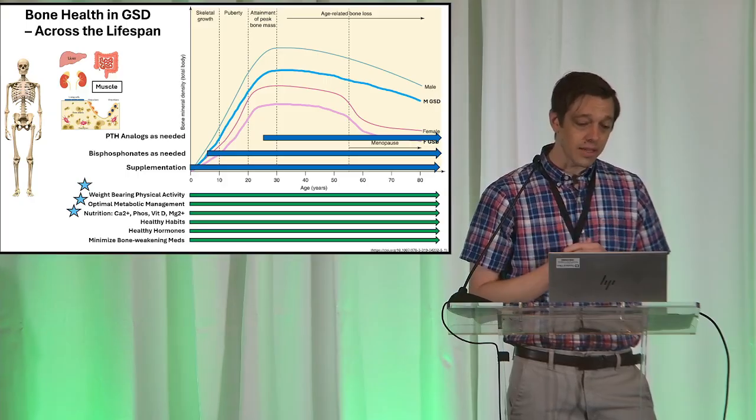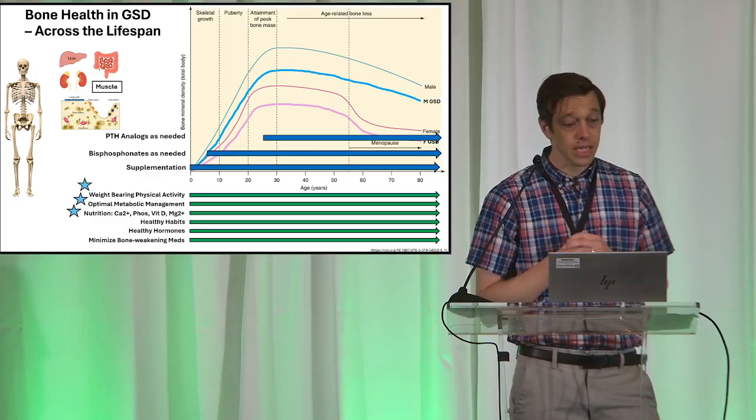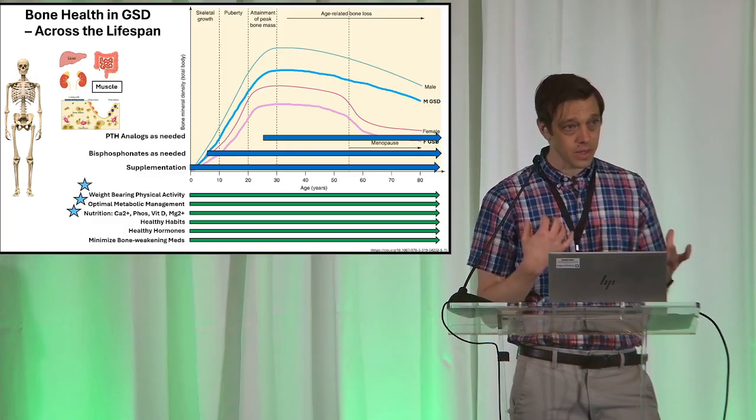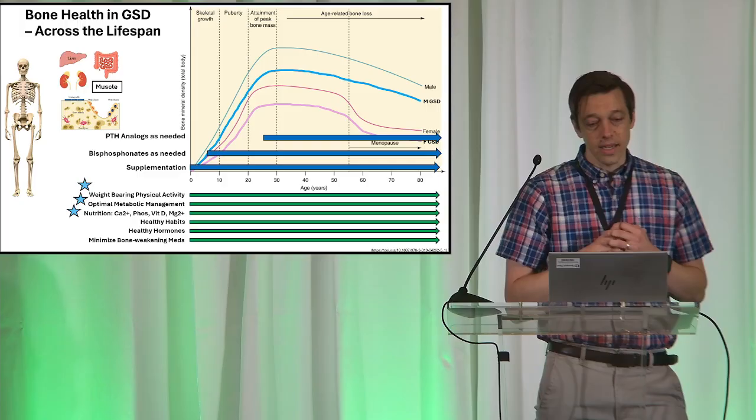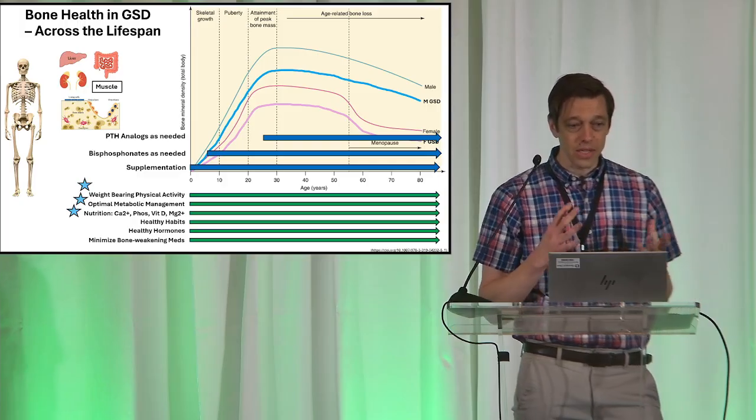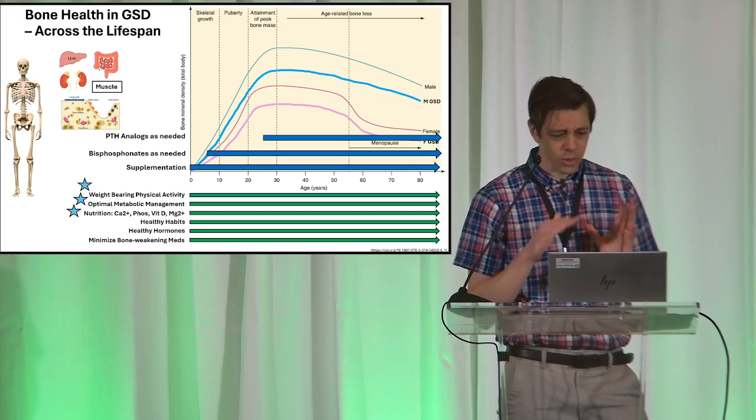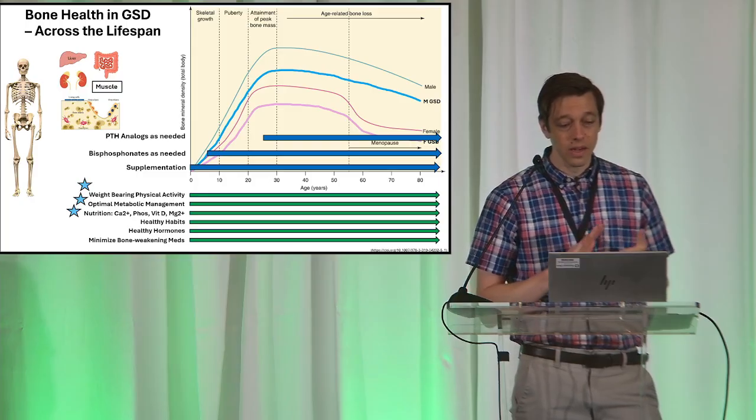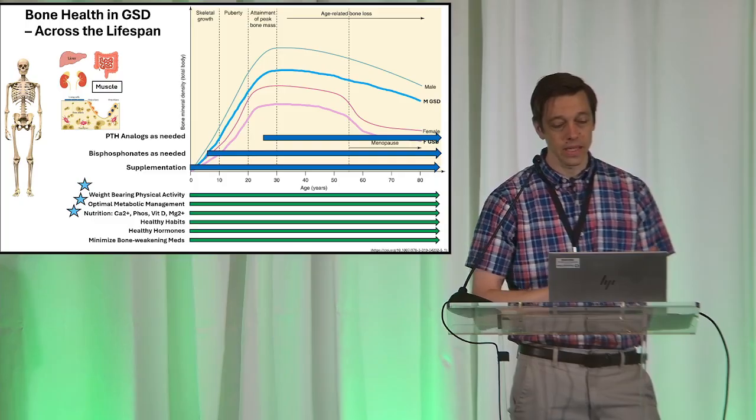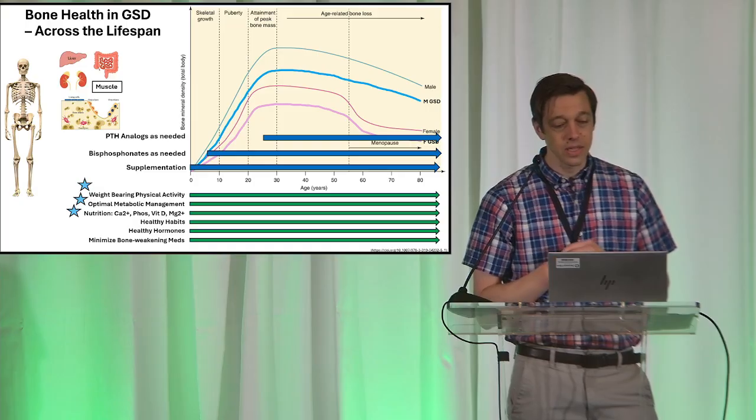A third key factor, as I mentioned, was trying to optimize muscle mass and muscle strength, knowing that is going to optimize our bone strength as well. And keeping that all in mind as we manage the other aspects of glycogen storage diseases. Of course, other aspects that are helpful throughout the lifespan would be other healthy lifestyle habits, maintaining the other hormones in a normal range, minimizing bone weakening medications.